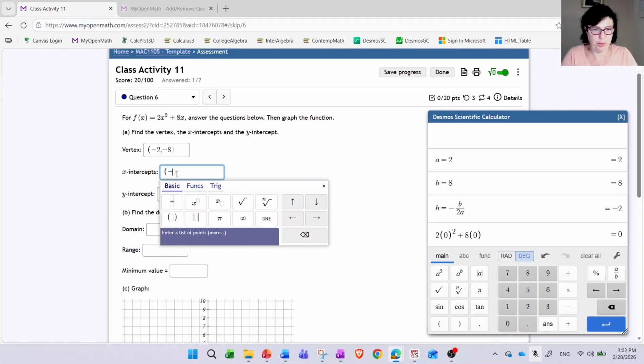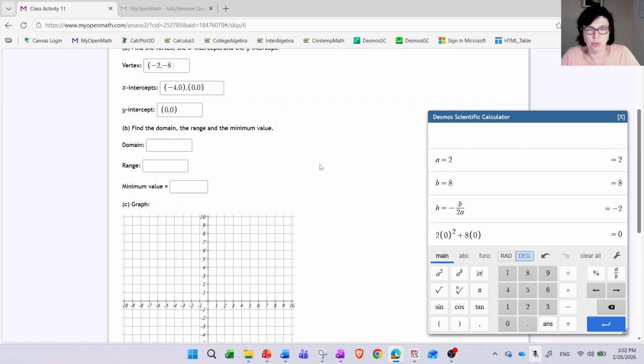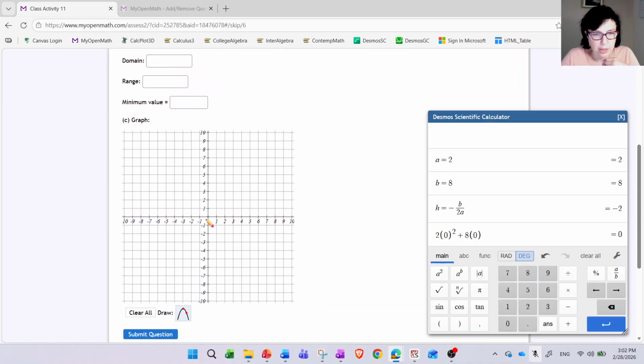Okay, let's see if we can put that in. Okay, before we do the domain and range, I want to go ahead and graph, because graphing now is very easy. We've got the vertex and we got a point. Negative 2, negative 8 is the vertex, and let's say (0, 0) is a point. Negative 2, negative 8, and then (0, 0). There you go. There's your parabola.